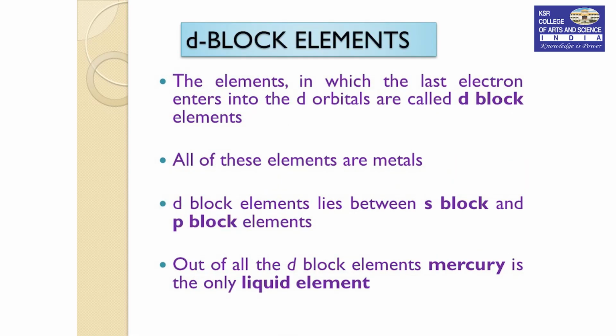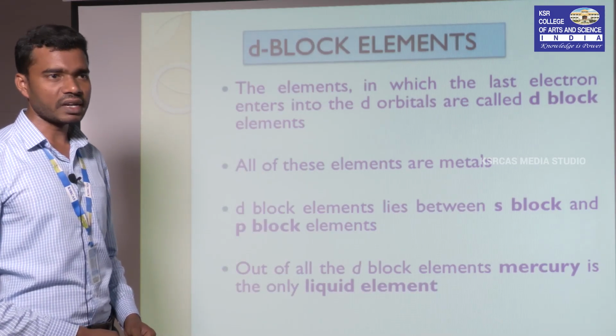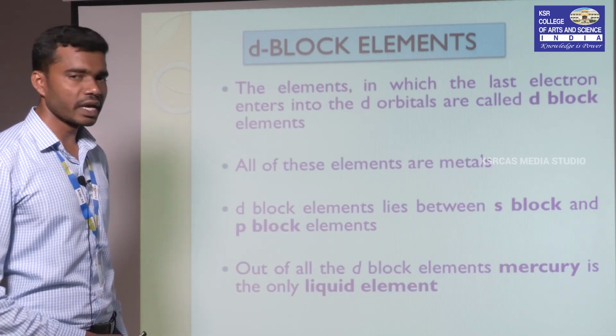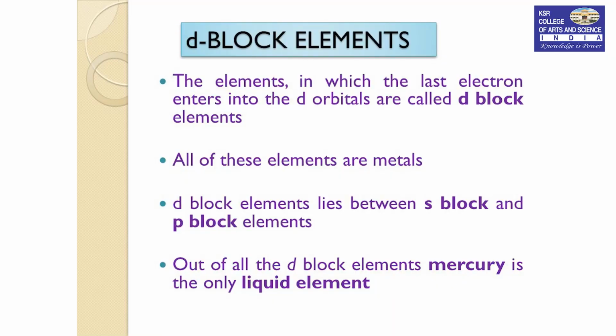D block elements. Here also the last electron enters the D orbital, so it is called D block elements. All of these are metals. D block elements lie between S block and P block. Out of all the D block elements, mercury is the only liquid.